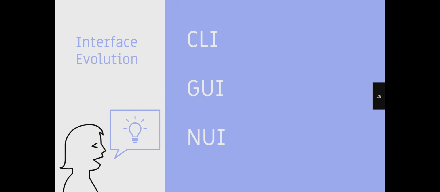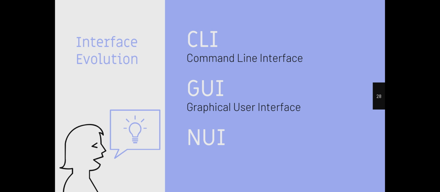Now let's talk about interface evolution. Actually, there are around 20 interface types in the present day, but there are typically three main types. The first is CLI, or command line interface, which is the first generation interface. Next is GUI, or graphical user interface. And the last one, the one that we are stepping into, is NUI, or natural user interface. Let's see the details of each.